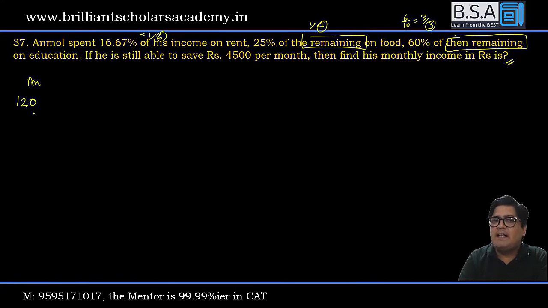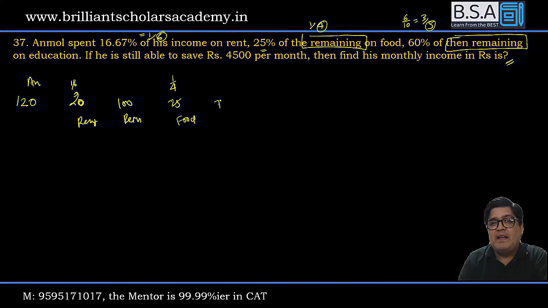What is 1 by 6? It is 20 rupees. So 20 rupees is the expenditure on rent. So how much remaining is there? Remaining is 100. 25%. What is 25%? 1 by 4. What is 1 by 4? 25 rupees. 25 rupees goes to food.